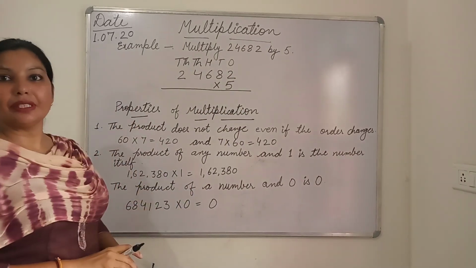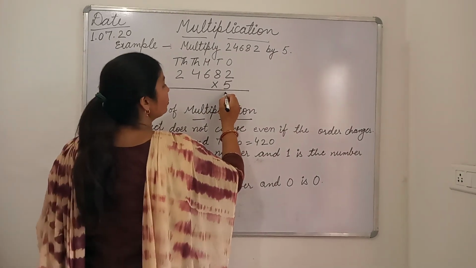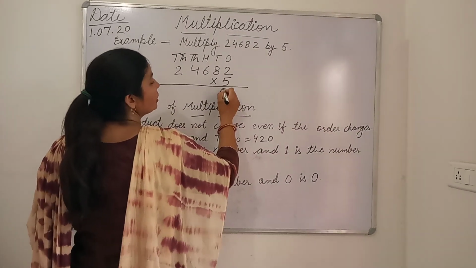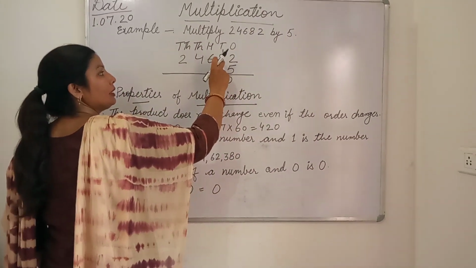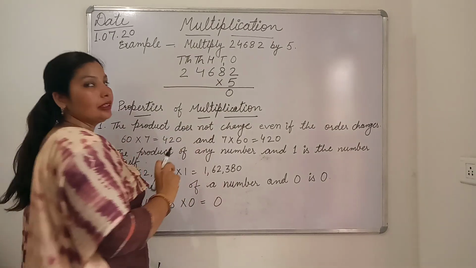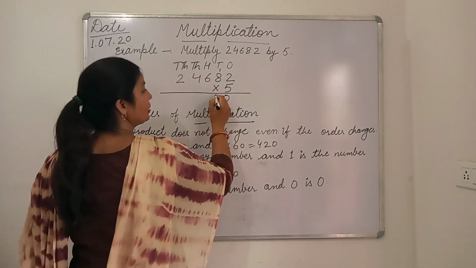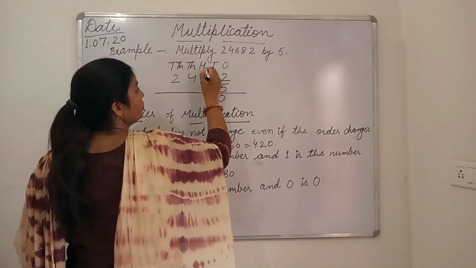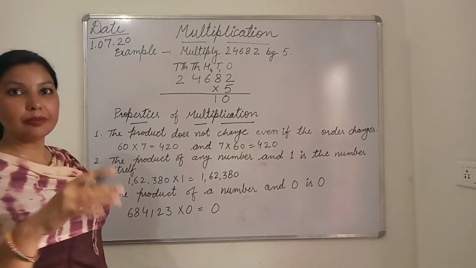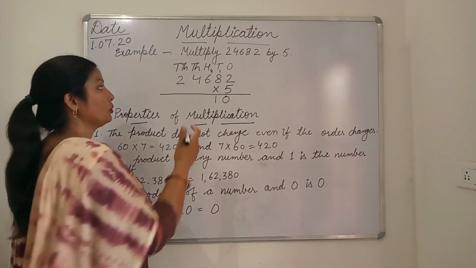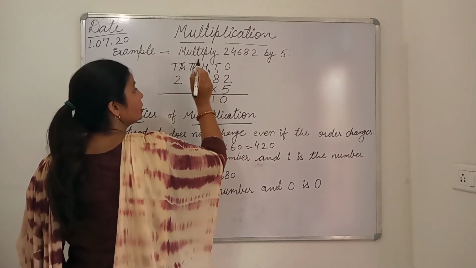Now we should recite the table of 5 till 2. 5 ones are 5, 5 twos are 10. Okay. So we should write here 0 and 1 goes carry. Now we should recite the 5 table, 5 till 8. 5 8s are 40. 40 plus 1, 41. So we write here 1 and 4 goes carry. Now 5 6s are 30. 30 plus 4, 34. So we should write here 4 and 3 goes carry.